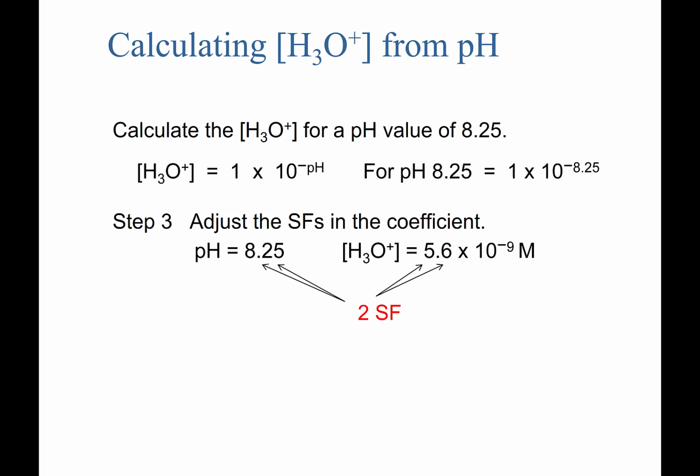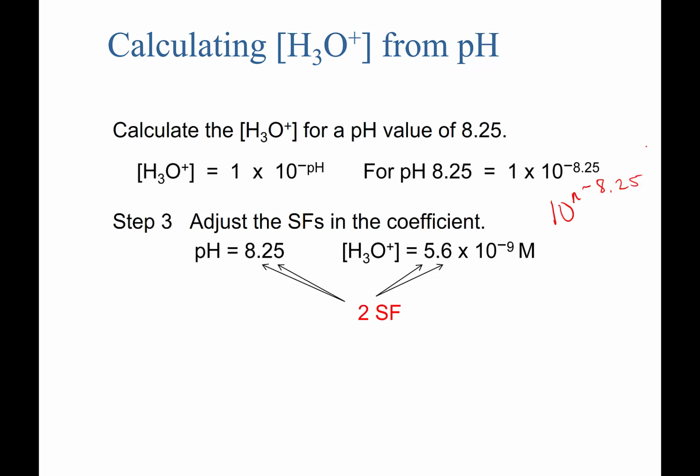Okay, this one wants me to calculate the H3O plus if I have a pH of 8.25. So we're going to go backwards. If we're going backwards, I'm going to take 10 to the negative pH in order to find my H3O plus. So for 8.25, I'm going to do 10 to the negative 8.25. On your calculator, you probably have a 10 to the caret button, so you're going to do 10 to the caret negative 8.25.